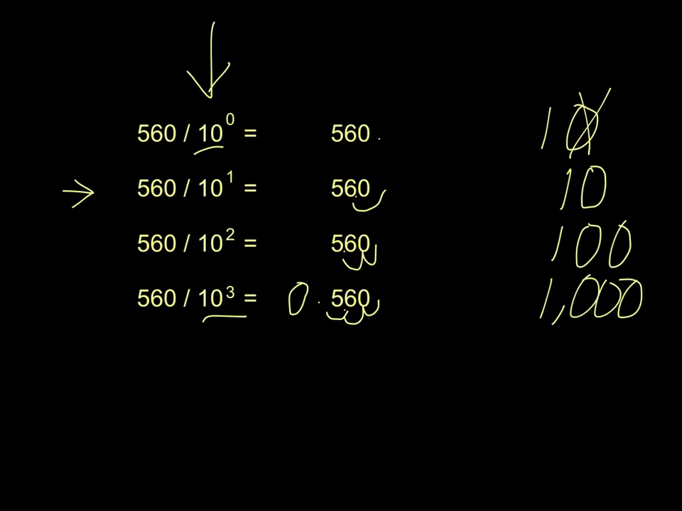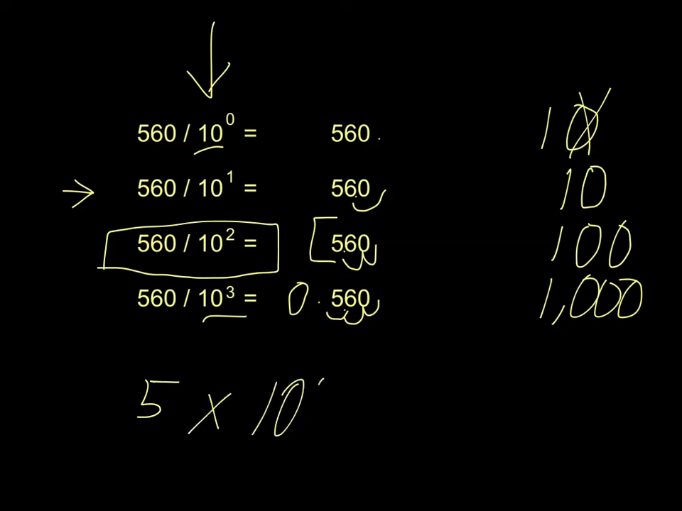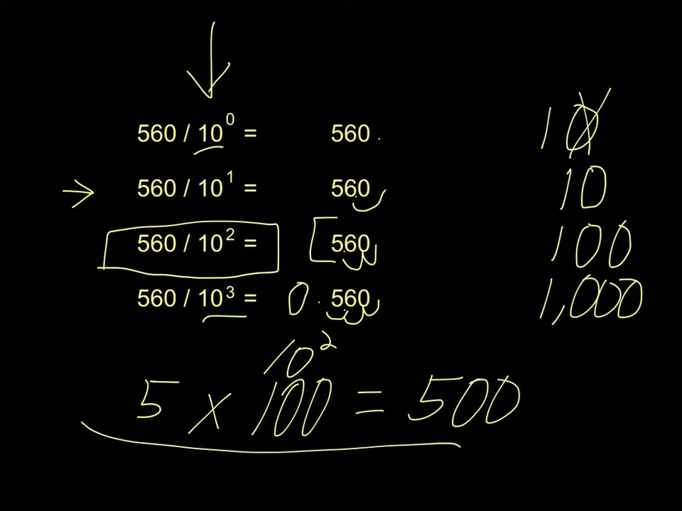Caught myself there. And finally, if we were to check our answer using multiplication, and I wanted to consider this one right here, we could say that the lead digit of 5 multiplied by 100, which is 10 to the second power, is equal to 500, which makes 560 reasonable. So that concludes our lesson for today.